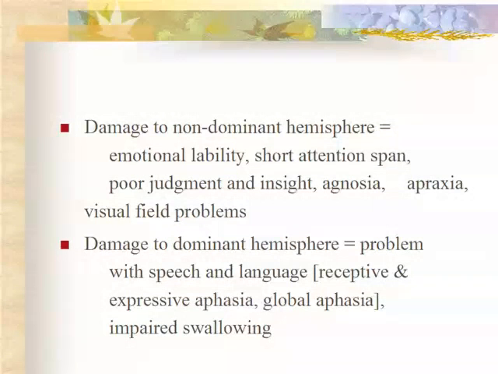Damage to the dominant hemisphere, you'll have a problem with speech and language. You'll have both receptive and expressive aphasia, or global aphasia. Wernicke's area is involved, you'll have receptive aphasia, so you hear gobbledygook. With Broca's area, you'll speak gobbledygook. And with global aphasia, both areas are involved, and you cannot communicate in any way, shape, or form because you don't hear what people are saying and they don't understand what you're trying to say.